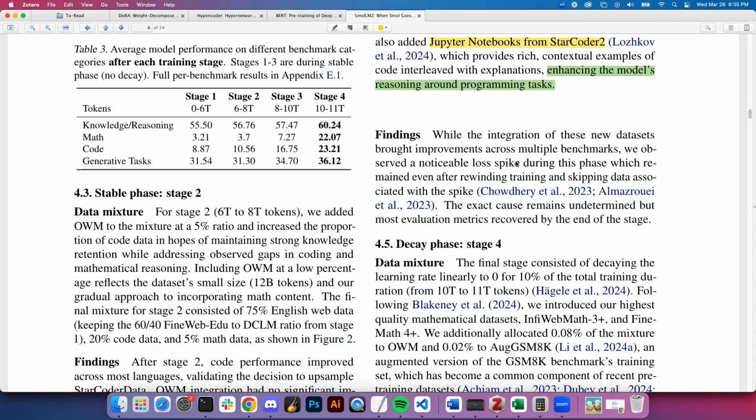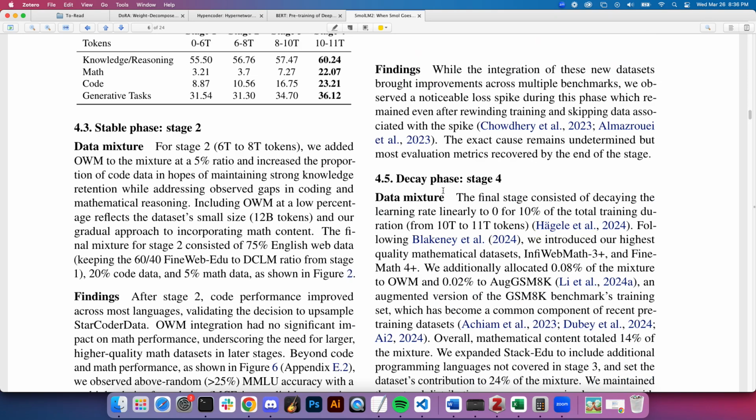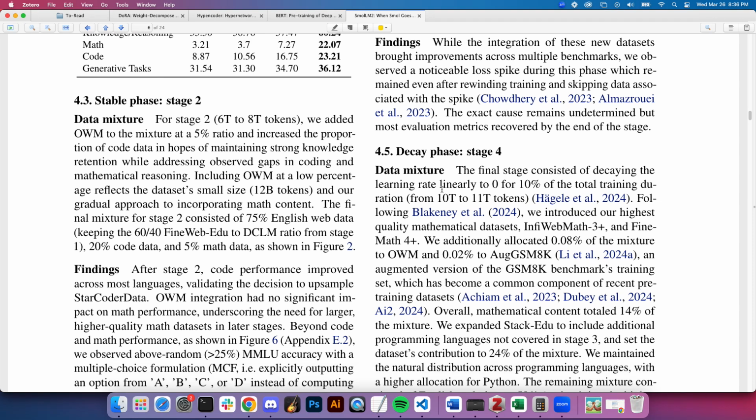Okay. A noticeable loss spike, which remained even after rewinding training and skipping data associated with the spike. The exact cause remains undetermined, but most evaluation metrics recovered by the end of the stage. And then they have the decay phase, where they decay the learning rate linearly to 0 for 10% of the total training duration.